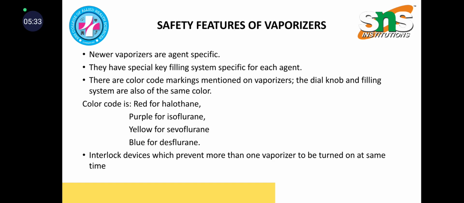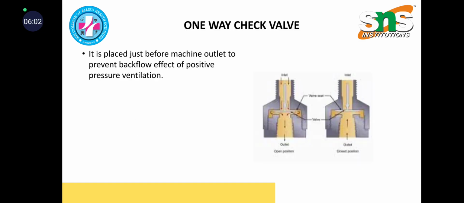Safety features of vaporizers. Newer vaporizers are agent specific. They have a special key filling system specific for each agent. There are color coded markings on vaporizers. The dial knob and filling system are also of the same color. Color code: red, halothane; purple, isoflurane; yellow, sevoflurane; blue, desflurane. Interlock devices prevent more than one vaporizer from being turned on at the same time. Then we have a one-way check valve. It is placed just before the anesthesia machine outlet to prevent the backflow effect of positive pressure ventilation.